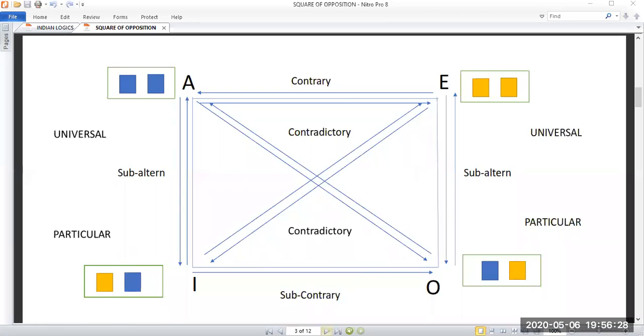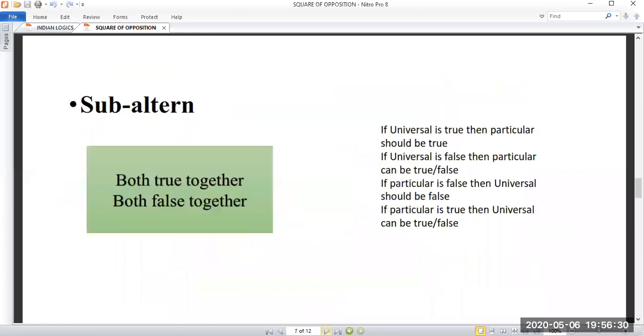Okay, then I will move to this slide. If both are true together, then if universal is true, particular should be false. If particular is false, then universal should be false. So this is subalternation. Okay, so we'll move to the next.